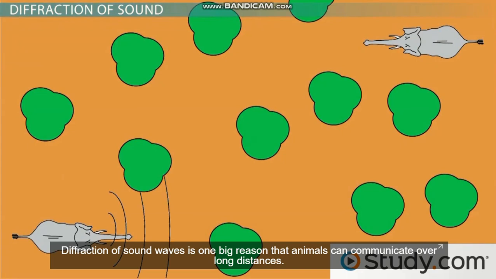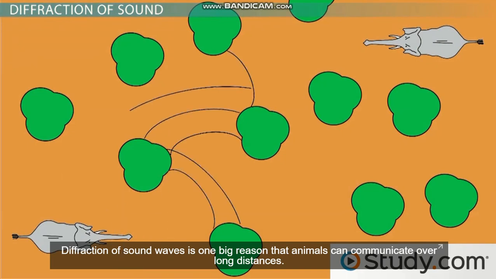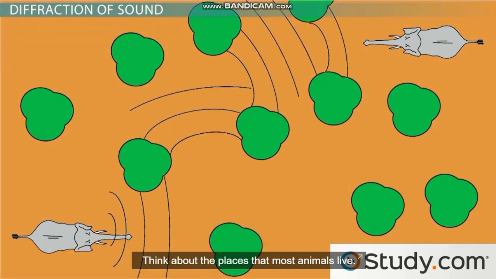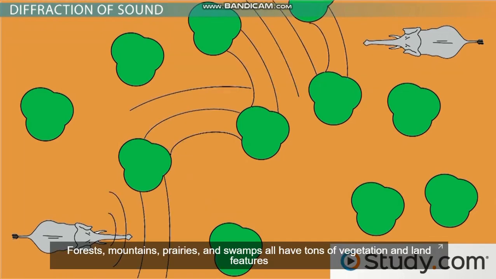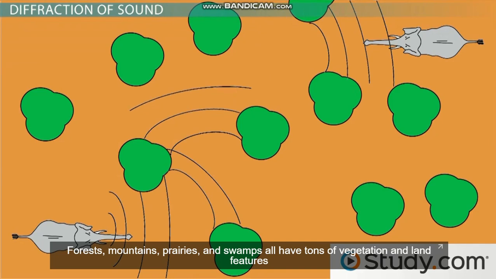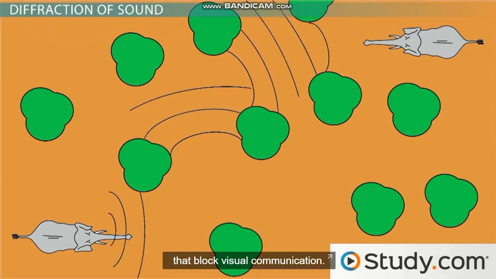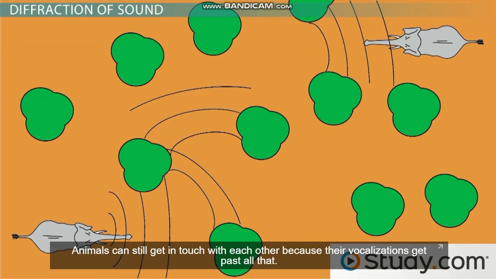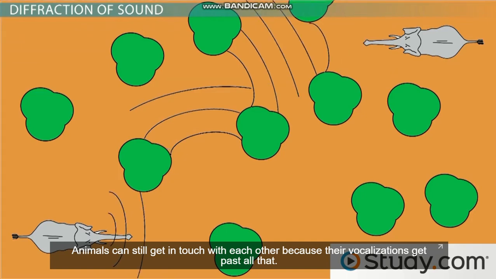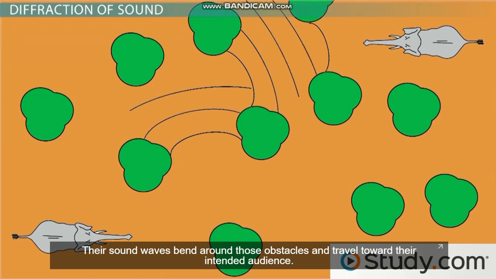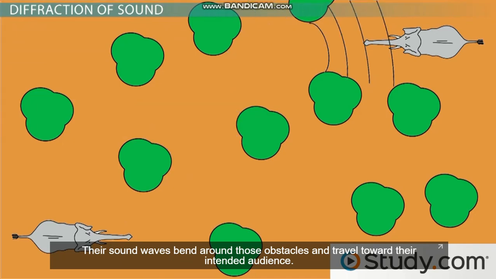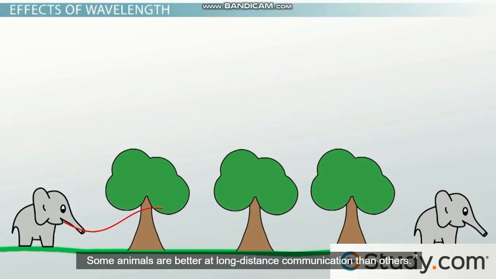Diffraction of sound waves is one big reason that animals can communicate over long distances. Think about the places that most animals live. Forests, mountains, prairies, and swamps all have tons of vegetation and land features that block visual communication. Animals can still get in touch with each other because their vocalizations get past all that. Their sound waves bend around those obstacles and travel toward their intended audience. Some animals are better at long-distance communication than others.